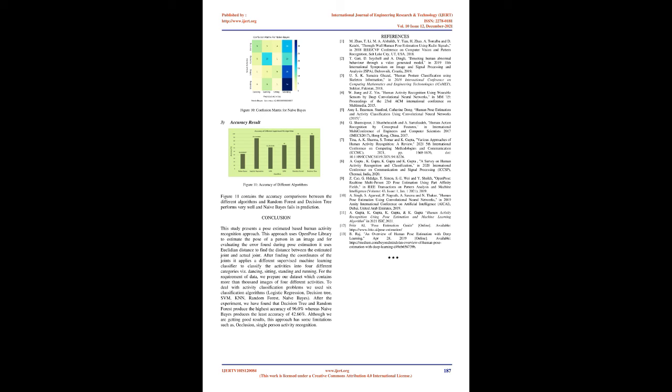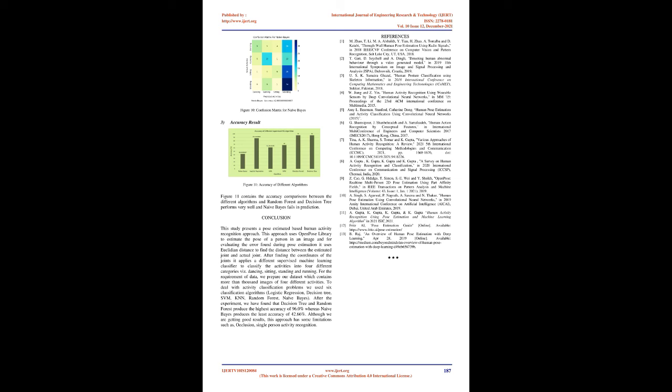Conclusion. This study presents a pose-estimation-based human activity recognition approach. This approach uses the OpenPose library to estimate the pose of a person in an image, and for evaluating the error found during pose estimation it uses Euclidean distance to find the distance between the estimated joint and actual joint. After finding the coordinates of the joints, it applies different supervised machine learning classifiers to classify the activities into 4 different categories, viz. dancing, sitting, standing and running.